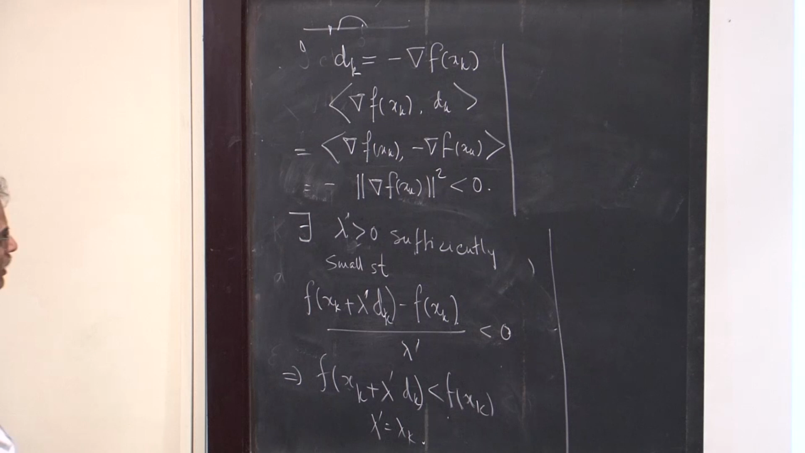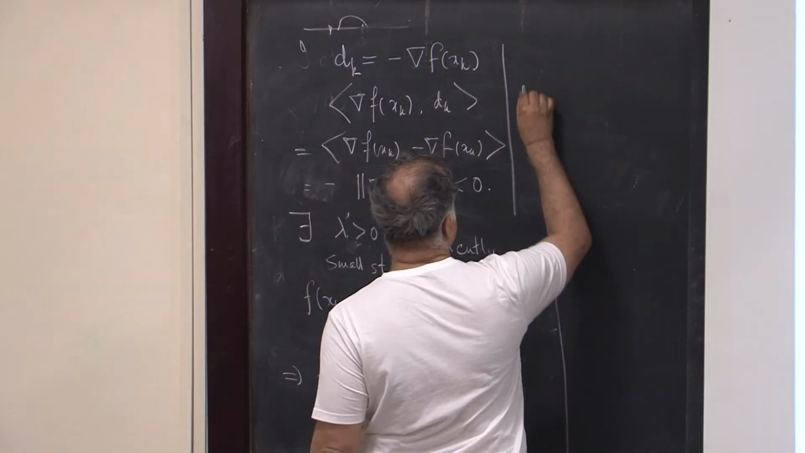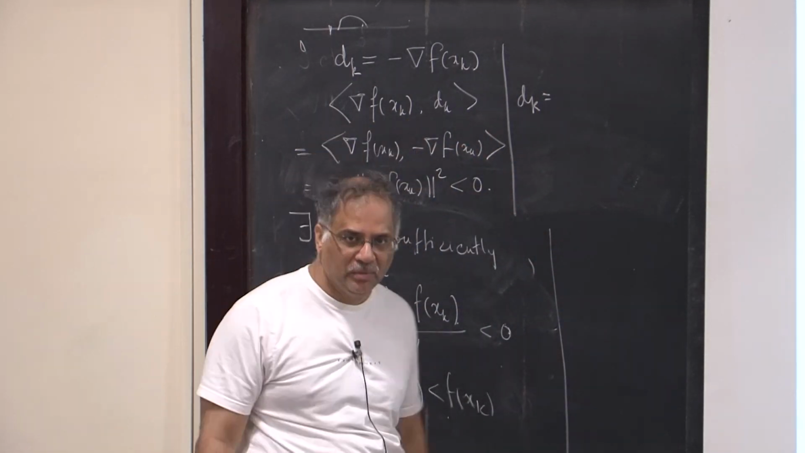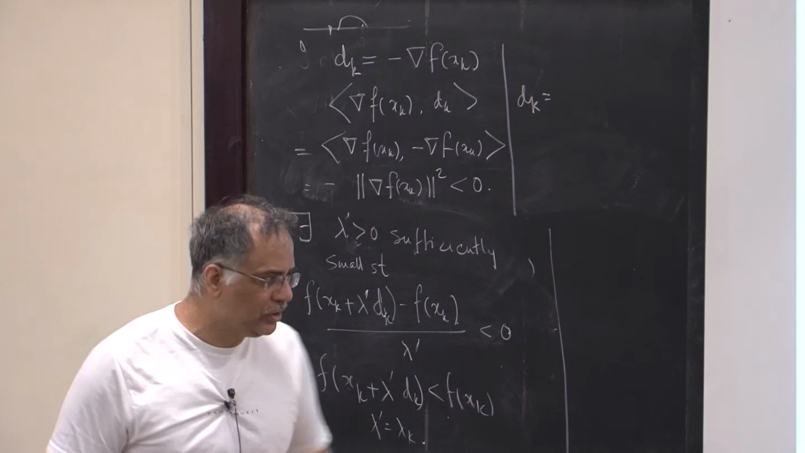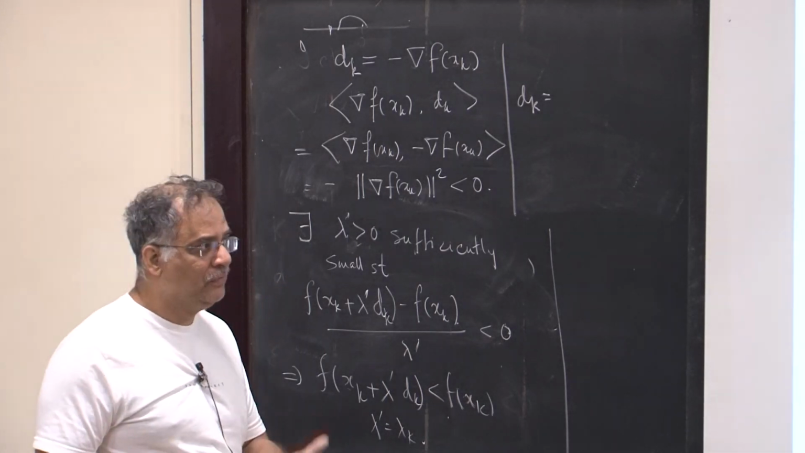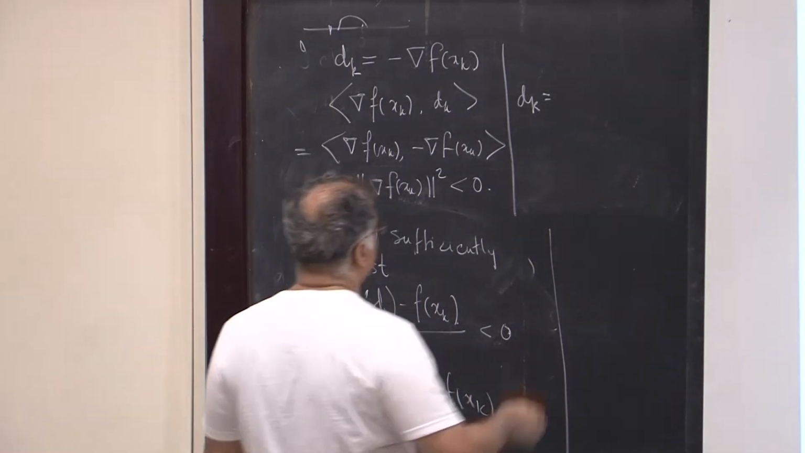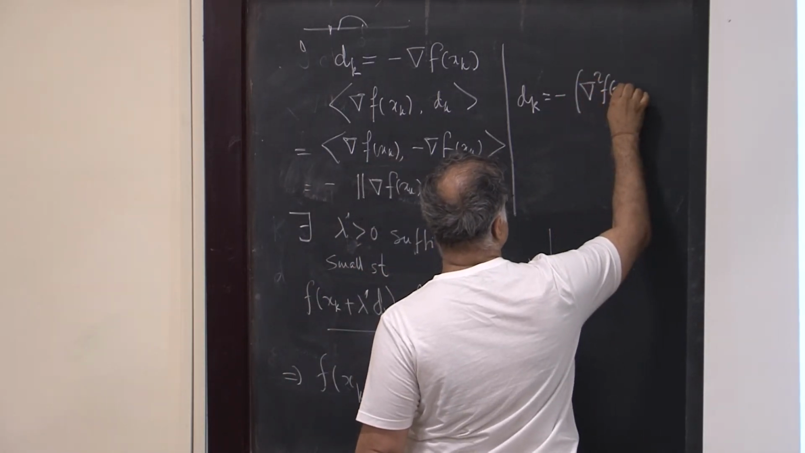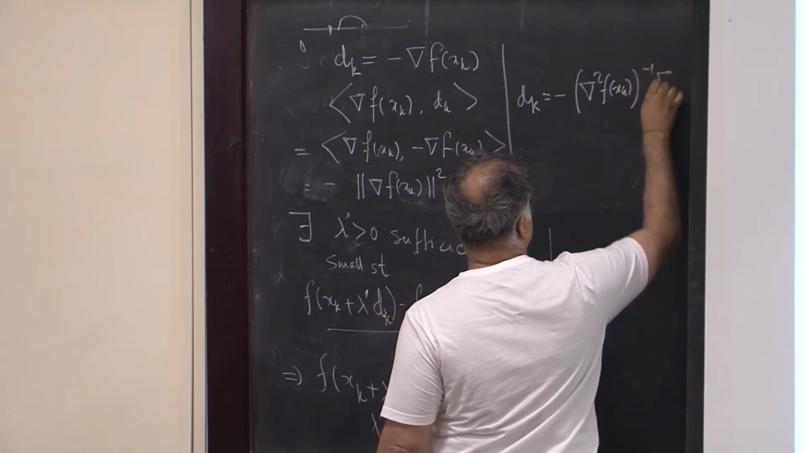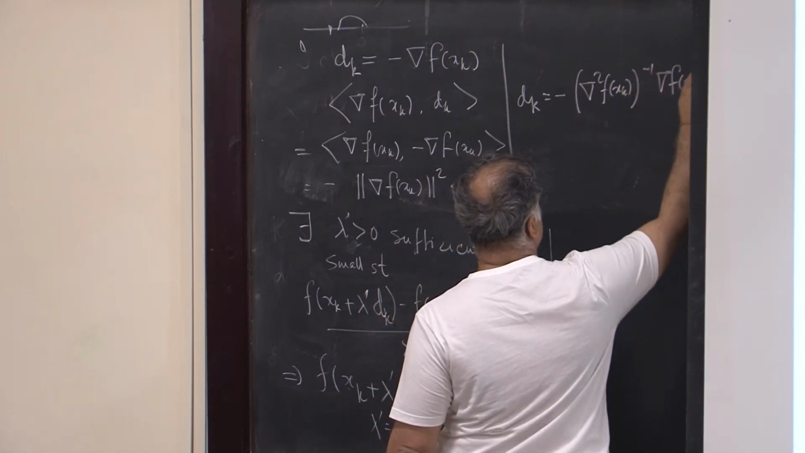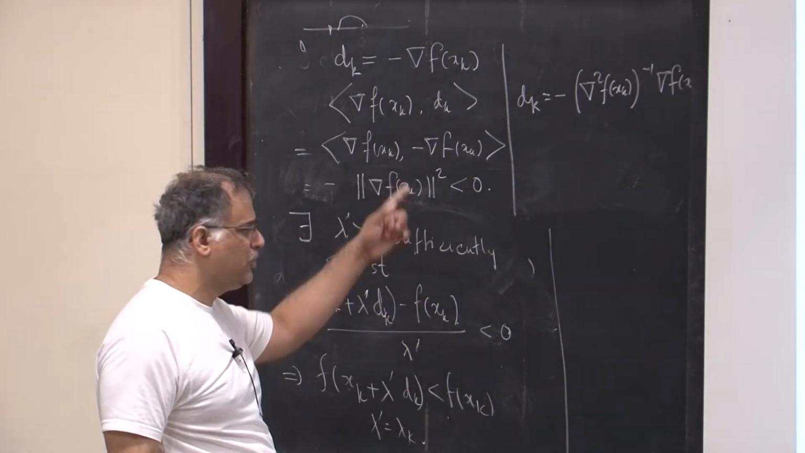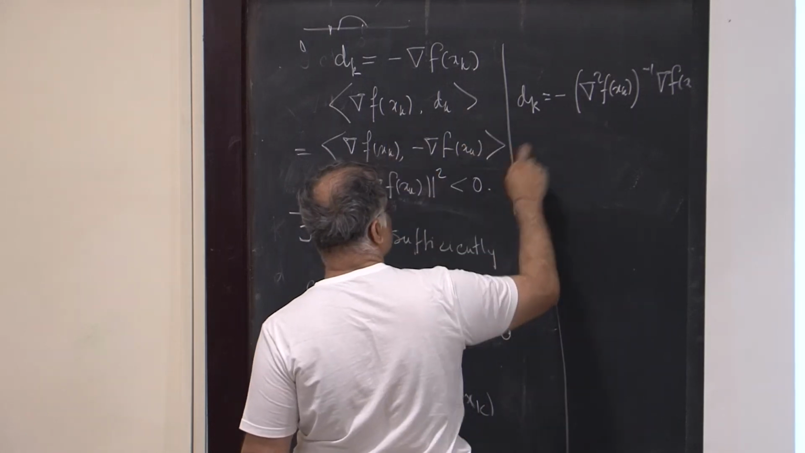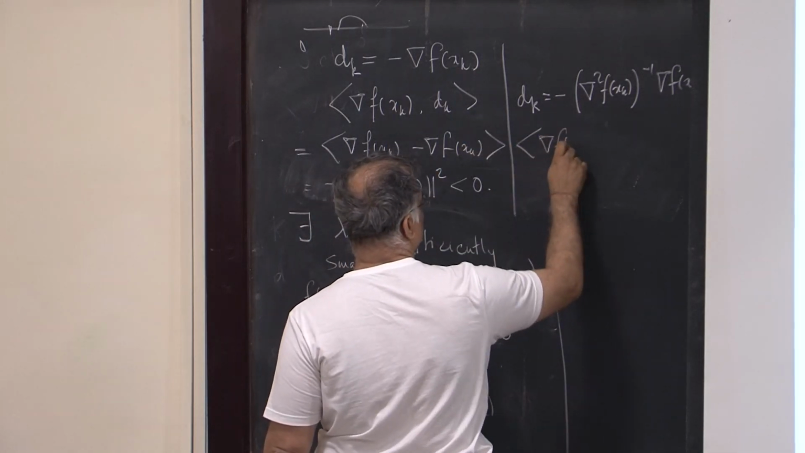So suppose I choose my dk in the following way. And now suppose the function is twice continuously differentiable, its Hessian matrix is also continuous, and the Hessian matrix is also invertible at every point. So here is the Hessian matrix. Once I choose this, here also you can similarly show that this is strictly less than 0.